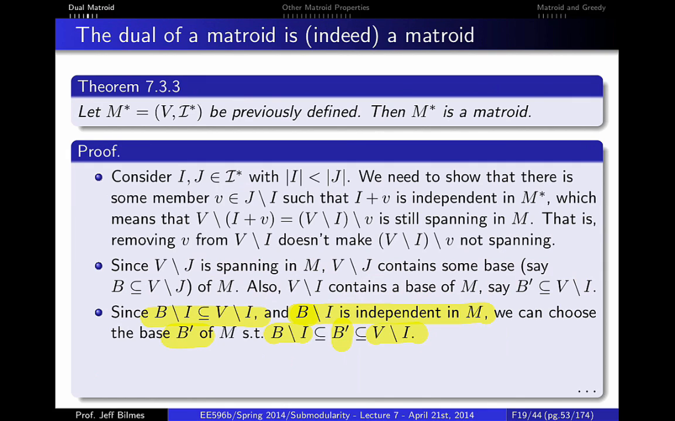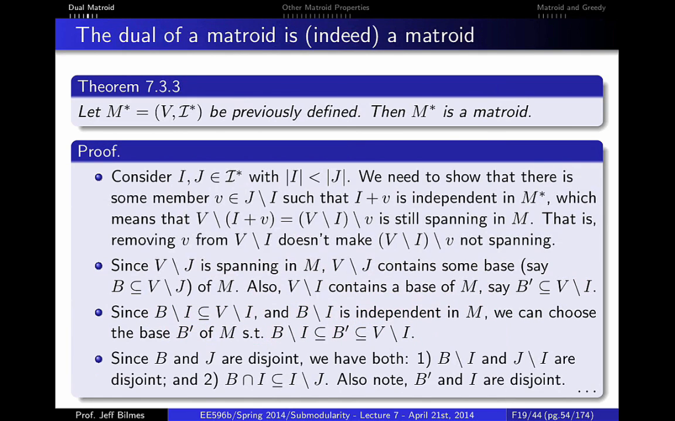Okay, so we're going to use this, all this stuff. Now, the other thing we note is that B and J are disjoint. Why? Because we've chosen B to be a subset of the complement of J. Okay. So since B and J are disjoint, we have that B except for I and J except for I are also disjoint, because if we remove stuff from two disjoint sets, the residuals are still going to be disjoint, right?